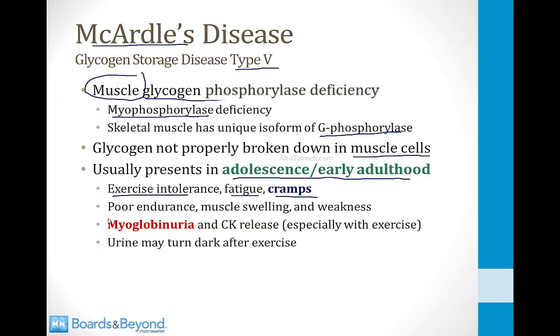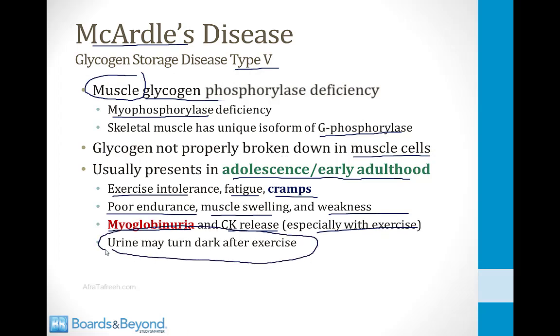People with McArdle's disease have poor exercise endurance. Their muscles can swell and be weak. Sometimes these patients develop muscle damage with exercise, and as a result, they can get myoglobin in the urine and creatine kinase release, especially with exercise. And one thing that you may see, especially in a board question, is a patient whose urine turns dark after exercise. That should make you think of muscle damage.